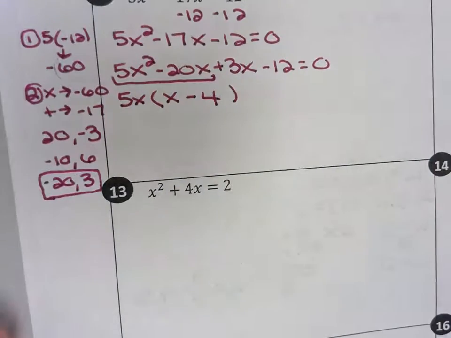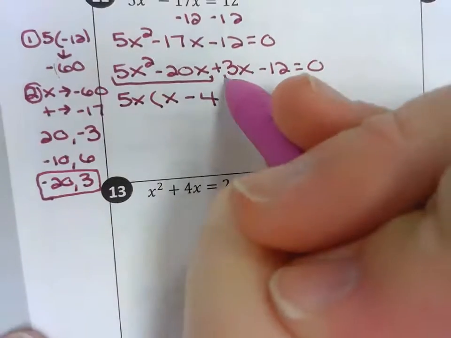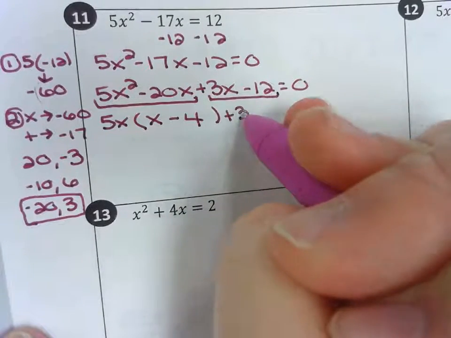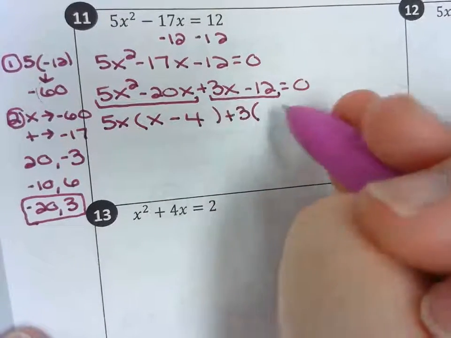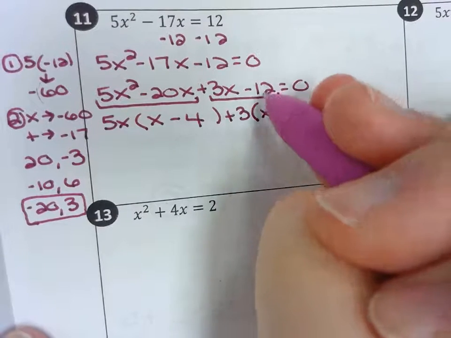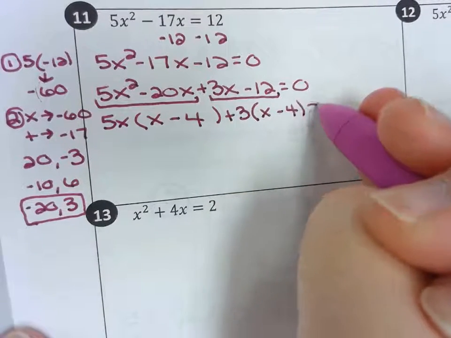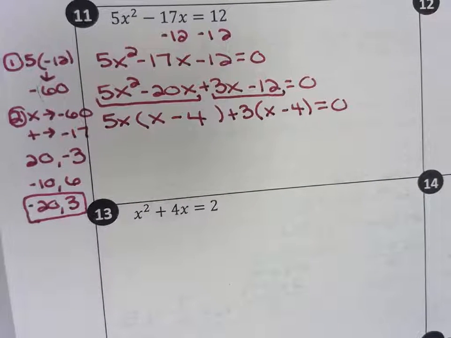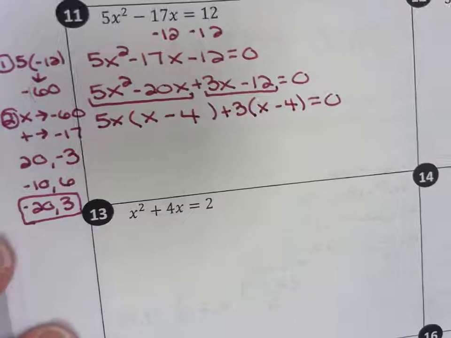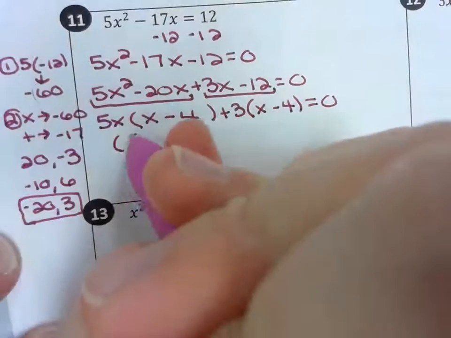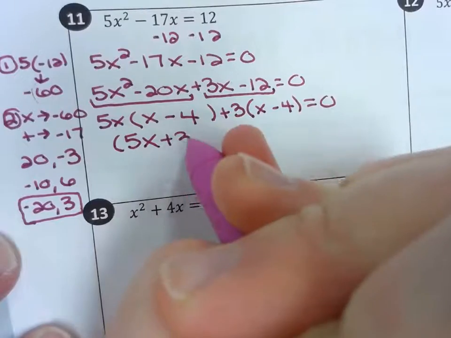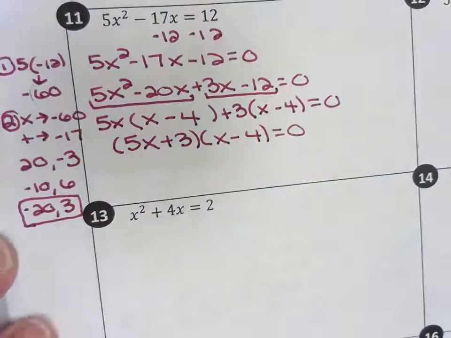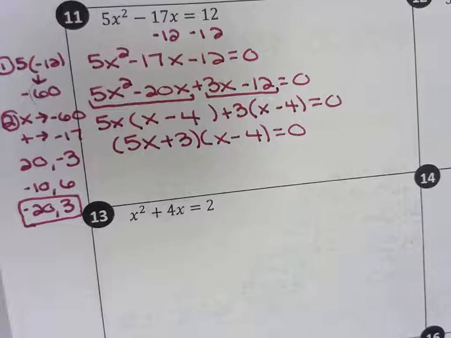Okay. Now I look at the GCF of the next two. What's the GCF of 3x minus 12? Plus 3. 3 times what gives me 3x? 3 times what gives me negative 12? Negative 4. When you factor by grouping, your parentheses should always be the same. What's my final factored form? 5x plus 3, and then x minus 4. Okay. What's in parentheses goes in one. What's outside, the 5x plus 3, goes in the other one.